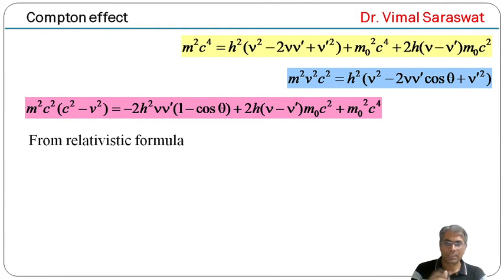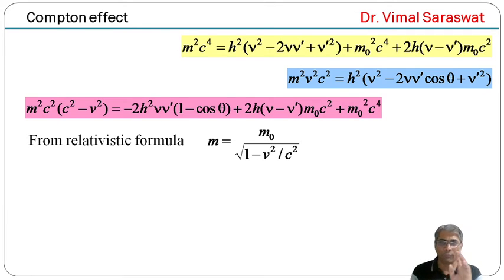Now from the relativistic formula, m equals m₀ upon root of 1 minus v²/c². So m equals m₀ upon root of 1 minus v²/c². This formula we have derived in our relativistic variation of mass lecture.